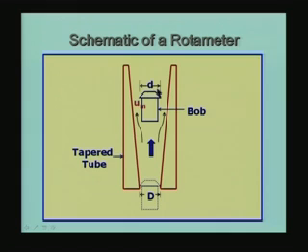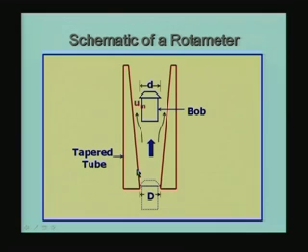The diameter of the bob is this d, and it is normally equal to the diameter at the bottom of the tapered tube. Of course, here I have shown the taper to be very exaggeratedly high. Actually, the taper is very small, and by looking at it we may not be able to say that it is a tapered tube. It is a very small taper we are talking about.